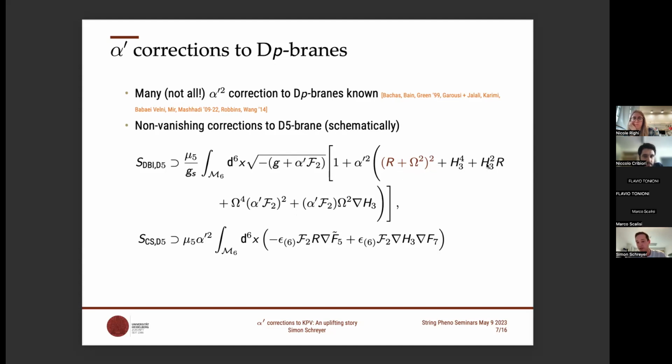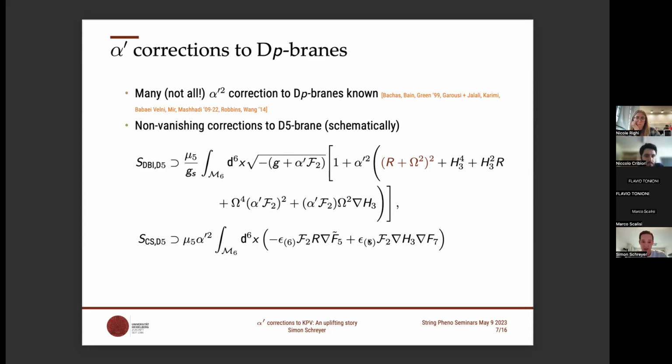Then there are flux corrections, mixings of flux and curvature, mixings of gauge fields with extrinsic curvature, and also more complicated couplings. Also, the Chern-Simons action is corrected, and F5 and F7, for example, show up. And epsilon 6 here is the Levi-Civita symbol.